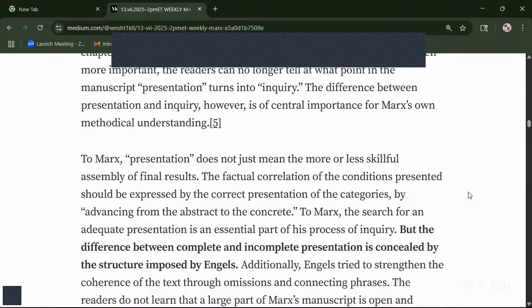To Marx, presentation does not mean the more or less skillful assembly of final results. The factual correlation of the conditions presented should be expressed by the correct presentation of the categories, by advancing from the abstract to the concrete. To Marx, the search for an adequate presentation is an essential part of his process of inquiry. But the difference between complete and incomplete presentation is concealed by the structure imposed by Engels.